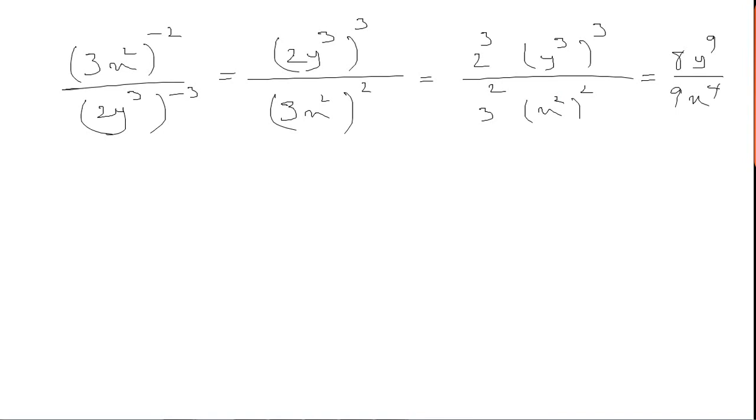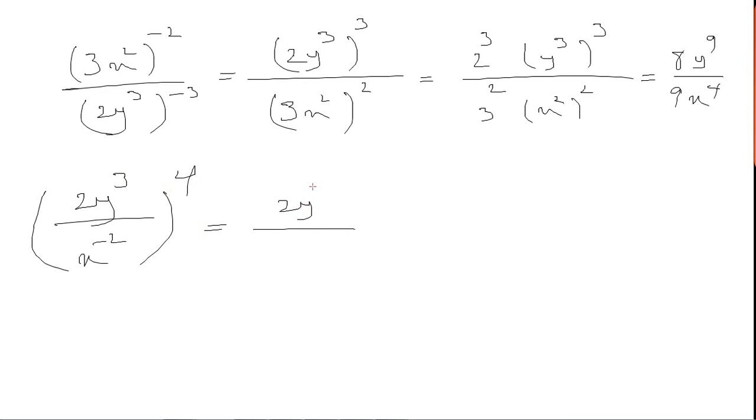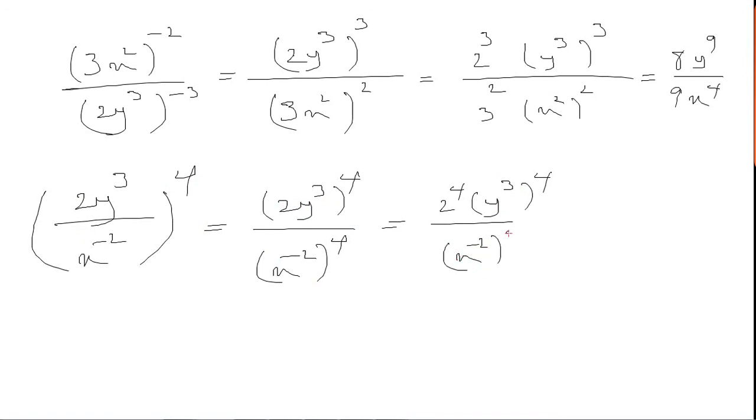Okay, another example. 2y cubed over x to the power of -2, this raised to the power of 4. So this is 2y to the power of 3 to the power of 4 over x to the power of -2 to the power of 4. So 2 to the power of 4, y to the power of 3 to the power of 4, and x to the power of -2 to the power of 4.